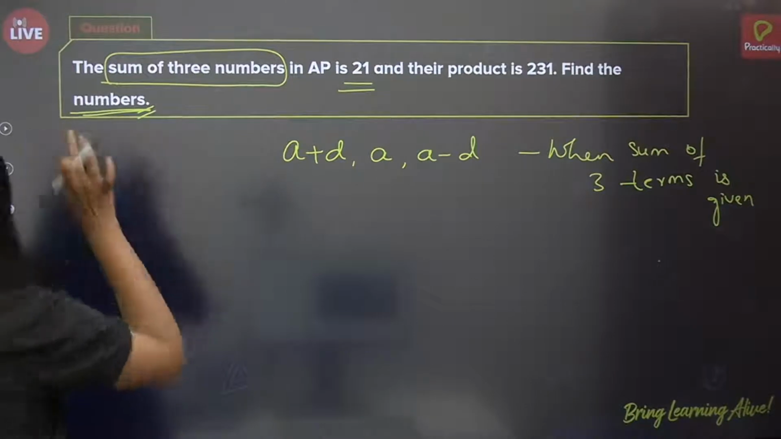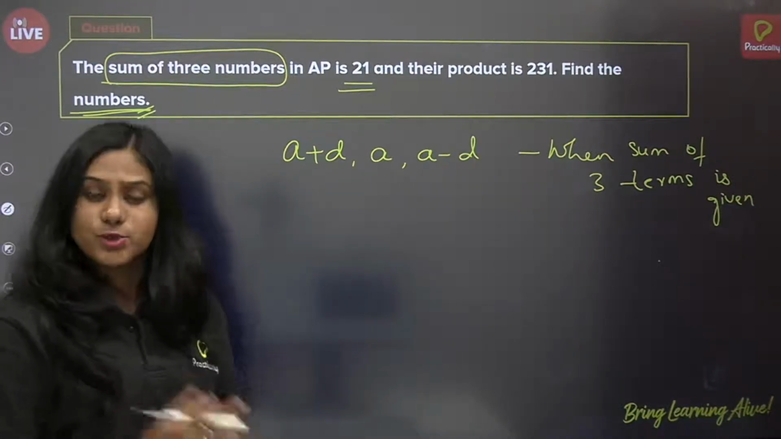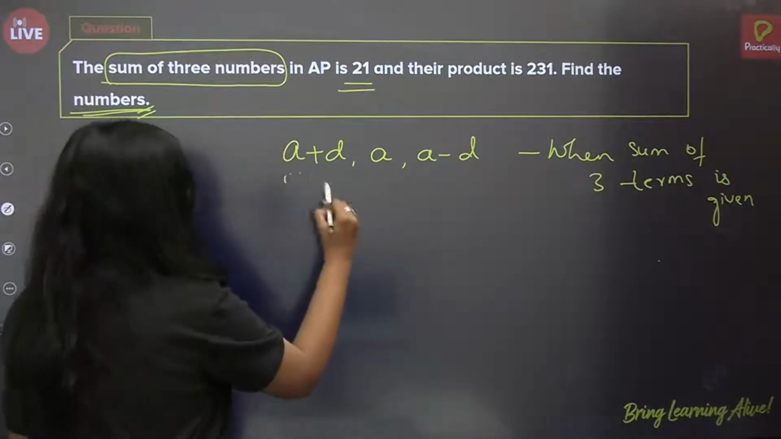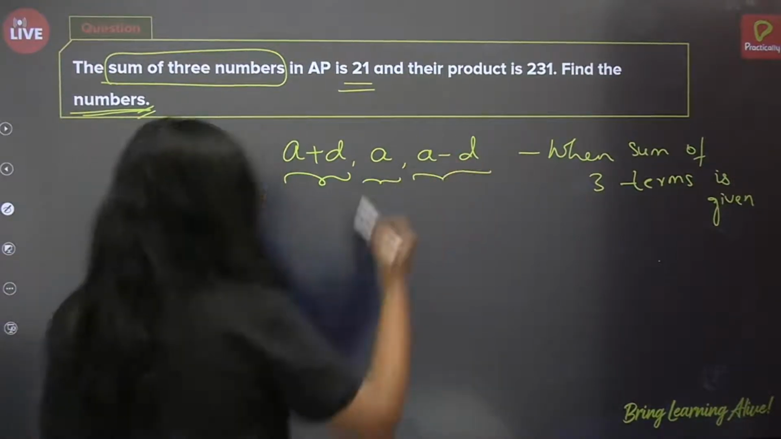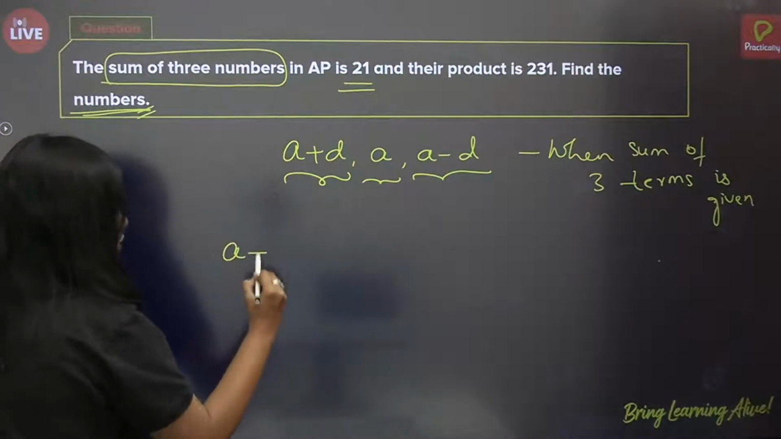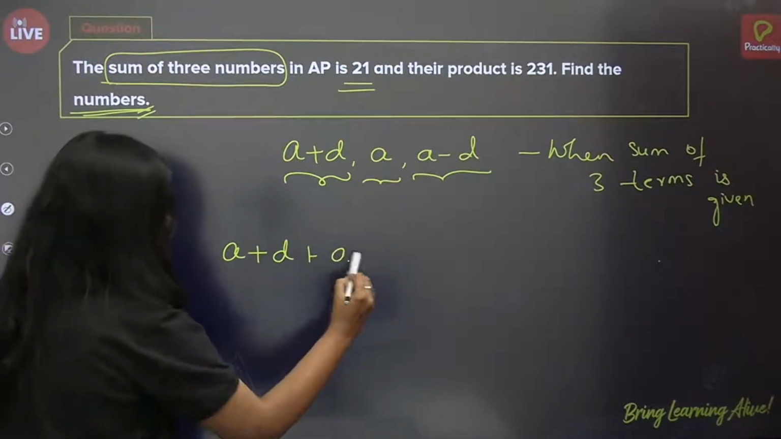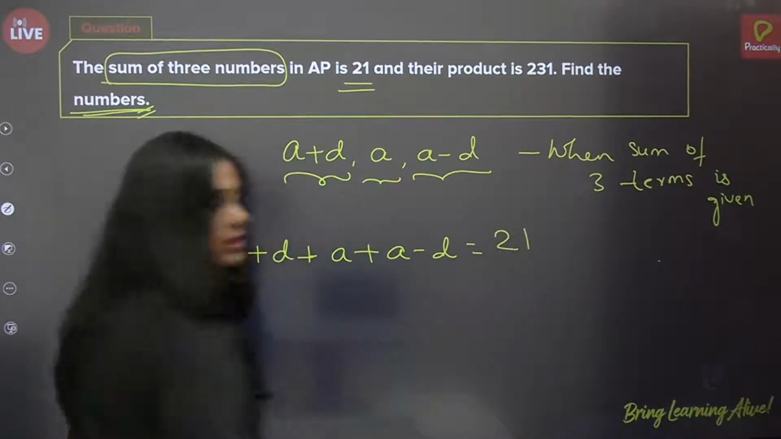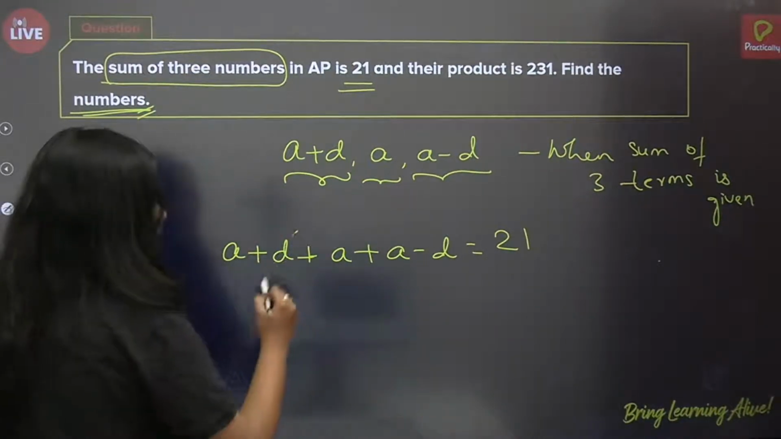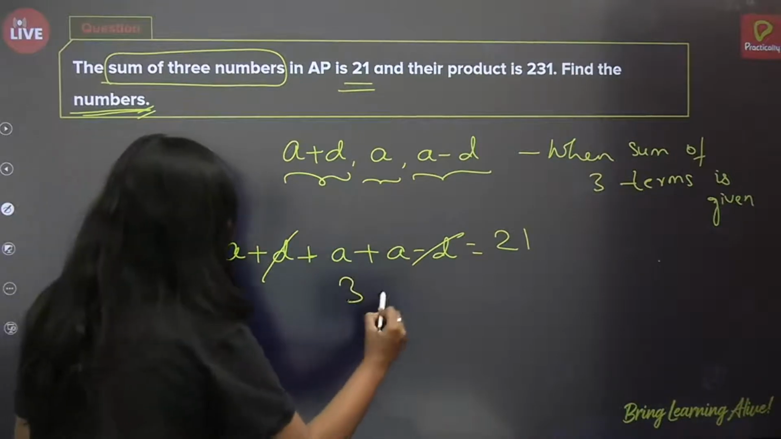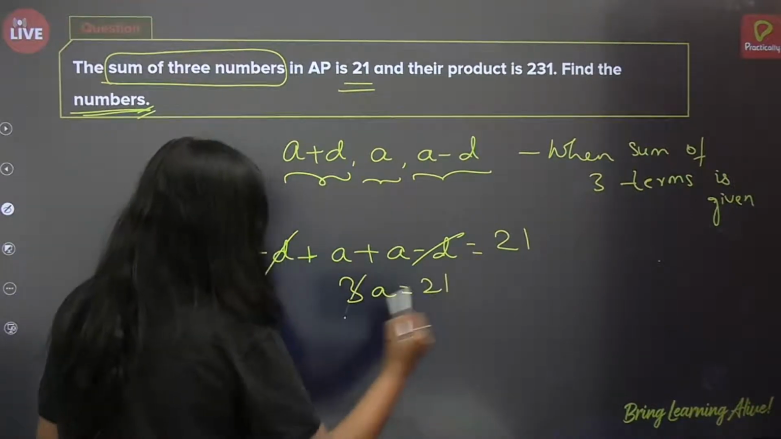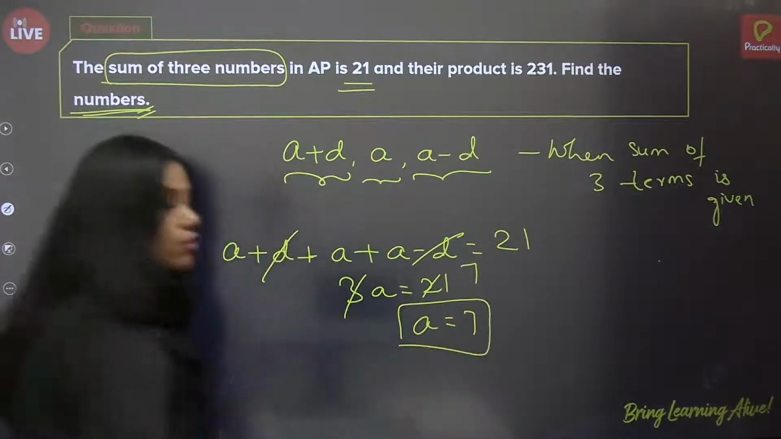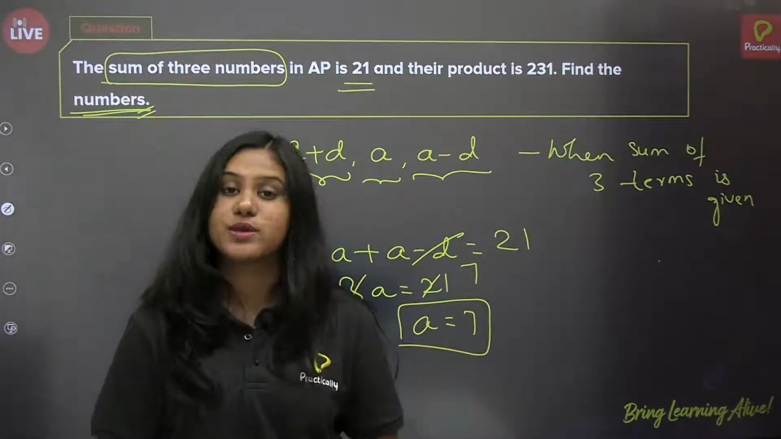Yes. So the sum of three terms is given as 21. Product of three terms is given as 231. So let's do it. Let the numbers be a plus d, a and a minus d. When the sum is given, a plus d plus a plus a minus d equals 21, right? So, plus d minus d, 3a equals 21. What does this mean? a equals 7, right? So, we got the middle term of the AP to be 7.